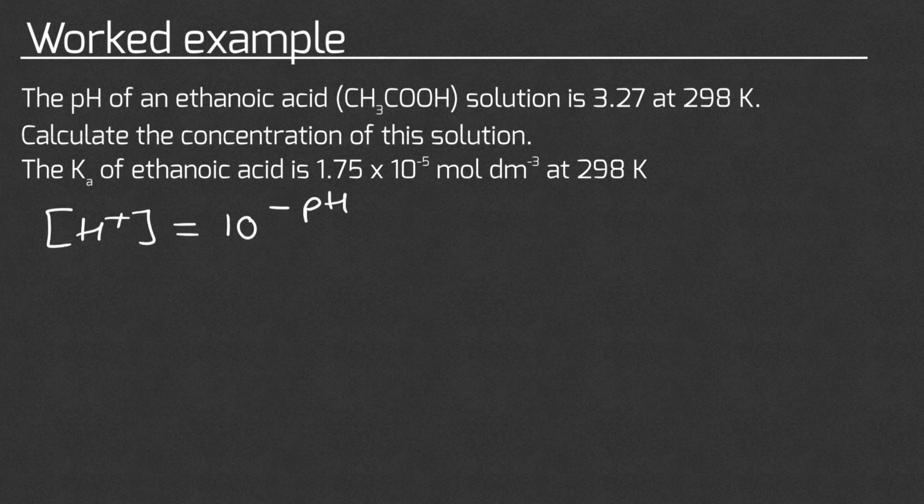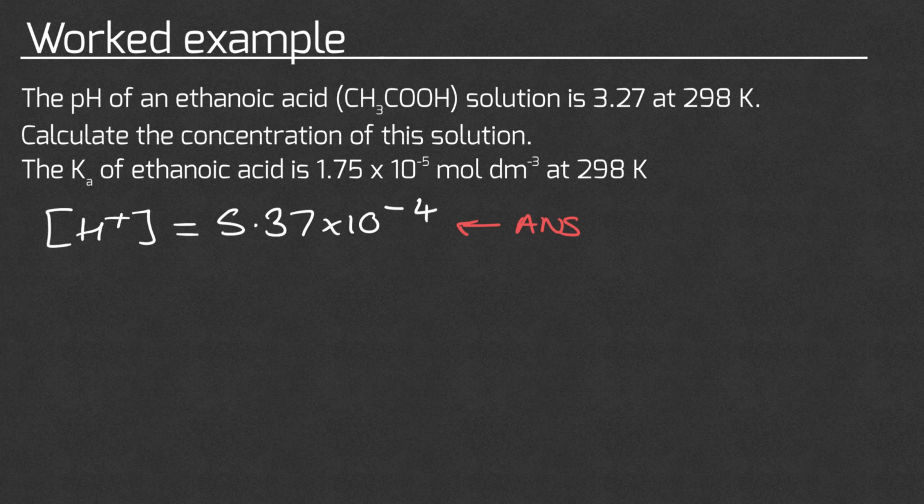We then need to sub in the pH that we're given in the question, and then put this in the calculator to give us a concentration. So our concentration of H plus is 5.37 times 10 to the minus 4. And again, remember, I've rounded this answer so I can write it on the screen. You'll need to use the answer button in your calculator between all of these stages.